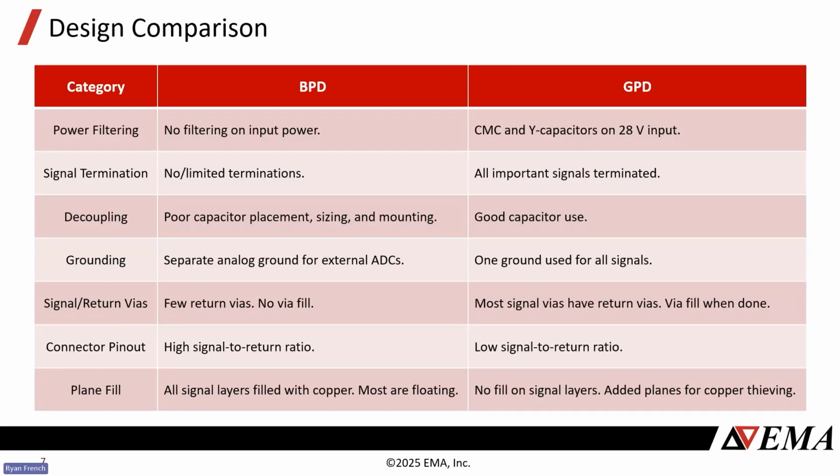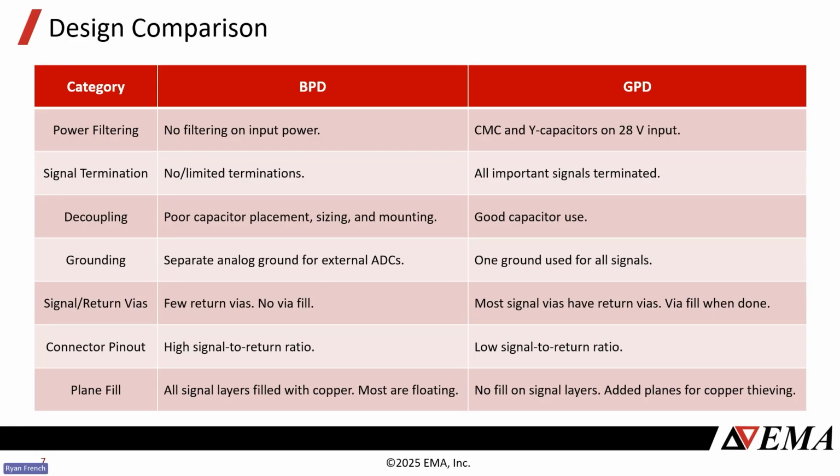In this table, we're just going to look at a quick comparison. We'll go over the bad PCB design because everything that we list here is just going to be the complete opposite on the good design. Starting off, the bad design has no power filtering, no common mode chokes, nothing like that. It also lacks a lot of terminations. There may be only one terminating resistor on the entire design.